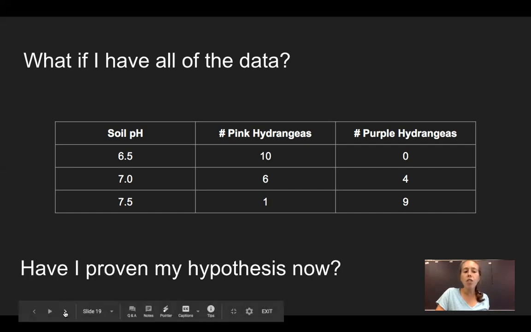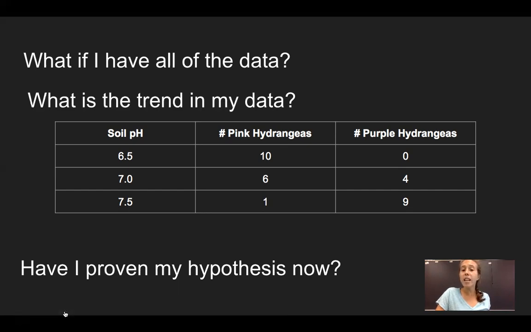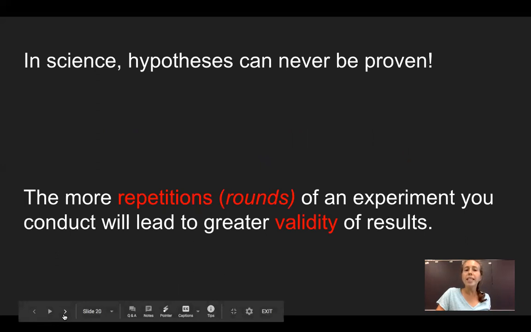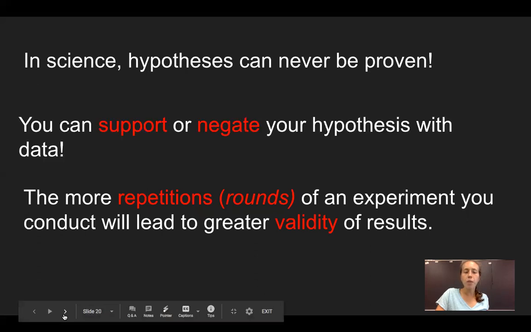Okay, I have not proven my hypothesis, okay? But I can state a trend, right? It seems like the lower the pH, the more pink hydrangeas that grow, okay? In science, hypotheses cannot be proven, but you can generate more support for your hypothesis with more repetitions of an experiment, leading to greater validity of the results. Okay. So I could support my hypothesis or I could negate my hypothesis. I cannot prove my hypothesis.